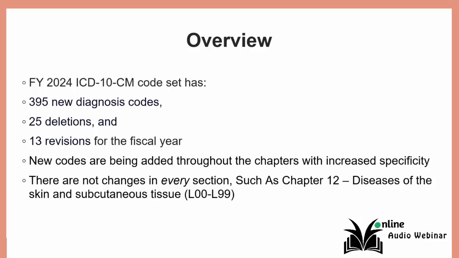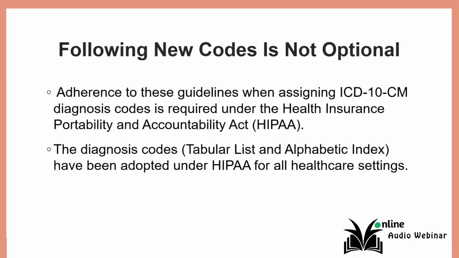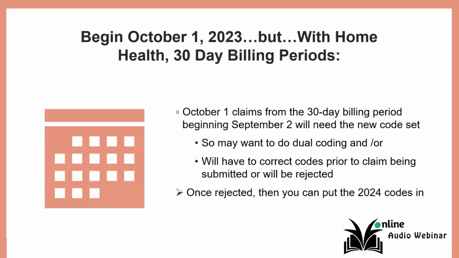Chapter 12, diseases of skin and sub-Q tissue, the L chapter that we use so much, pressure ulcers, stasis ulcers, and on and on. There are no changes in that this year, so that's very nice. There are multiple changes in pregnancy and postpartum care. So the diagnosis codes include the tabular list and the alpha list. So these are effective October 1st, which unbelievably is almost here.